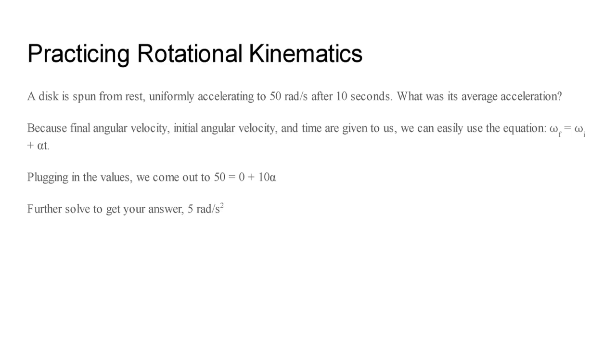Because we have the final angular velocity, initial angular velocity, and time, we can use the equation omega f equals omega i plus alpha t. By plugging in the values, we come out to 50 equals 0 plus 10 times alpha, and you can further solve by dividing both sides by 10 to give you your answer of 5 radians a second squared.